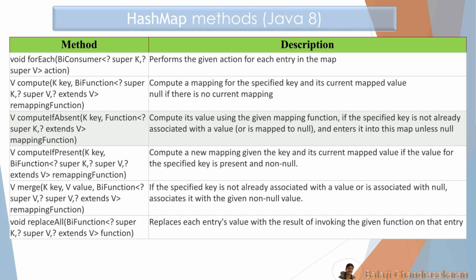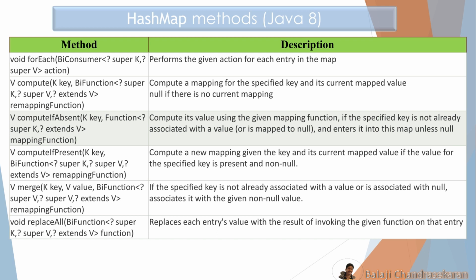In Java 8, the HashMap class introduced several new methods to support functional programming and streamline common operations. Some of these methods include: the forEach method performs the given action for each entry in the map until all entries have been processed or the action throws an exception. The compute method attempts to compute a mapping for the specified key and its current mapped value, or null if there is no current mapping.